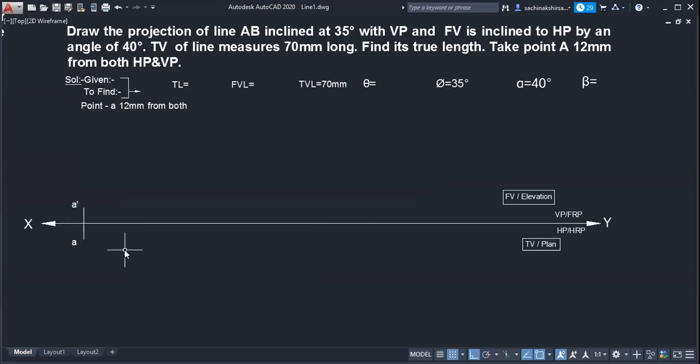Next, what to do? Once I get the point, what have I told? Locus. Immediately I have to draw the locus. Okay, so here.